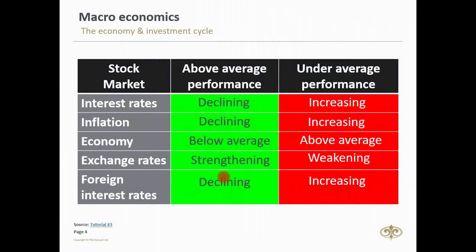That's in a scenario where the stock market is above average, and vice versa, when the market's underperforming, you'll find that the market comes down. Why? Because interest rates are going up, because inflation is getting out of control. So inflation is very important to have a view on.